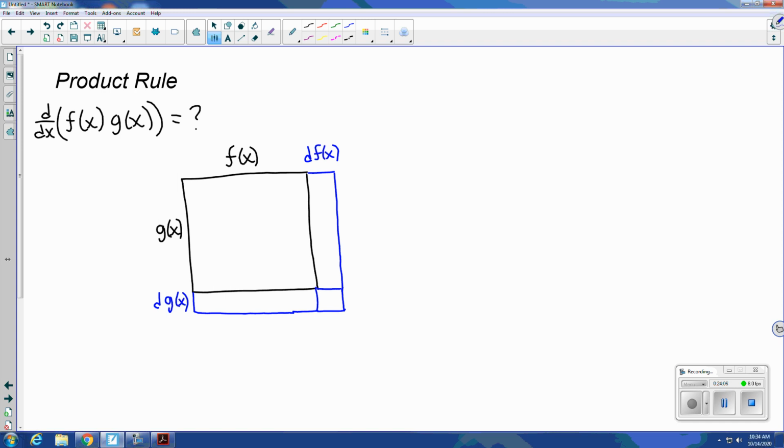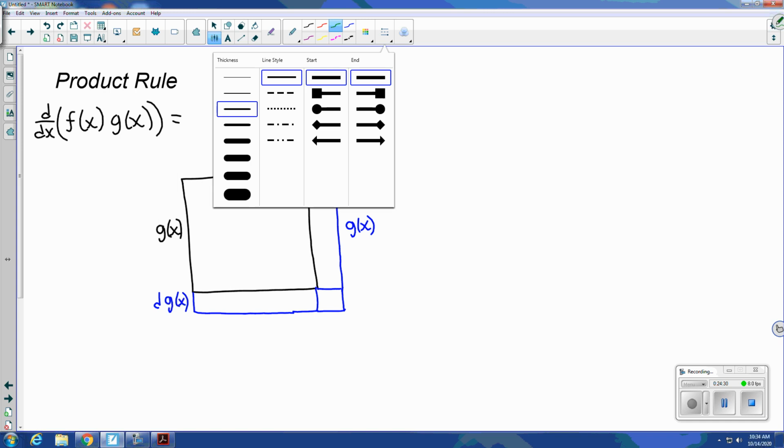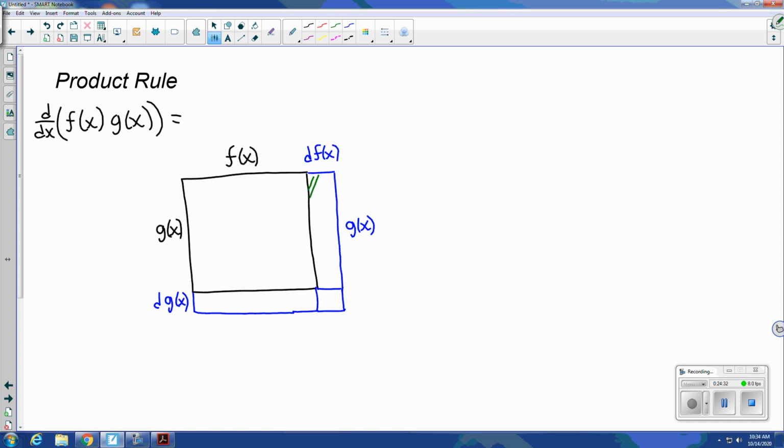So just keep in mind that in reality, these are very, very small rectangles that have been added on to the initial rectangle. So if the derivative is supposed to be the calculation of the change, then if we add up the newly formed area, that should represent our derivative. So if we were to add that up, what we're going to have is d of f of x times g of x. So remember this. That will give us the area of this rectangle here.